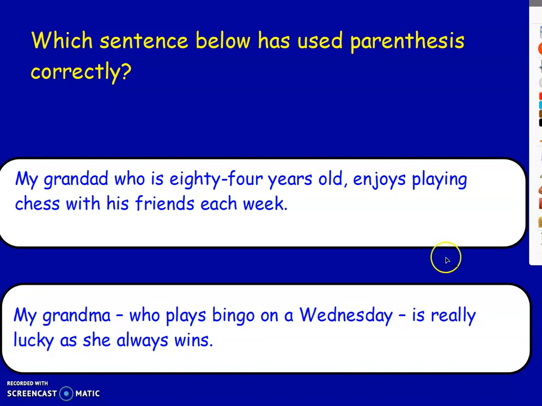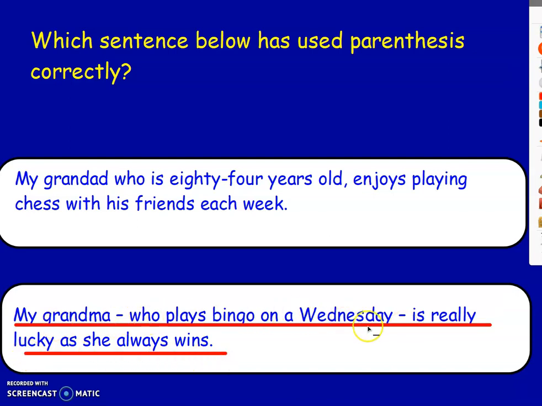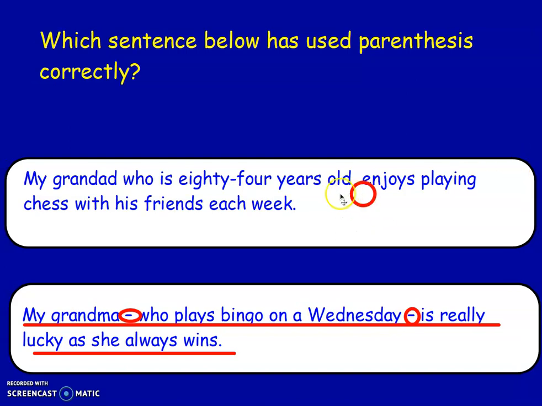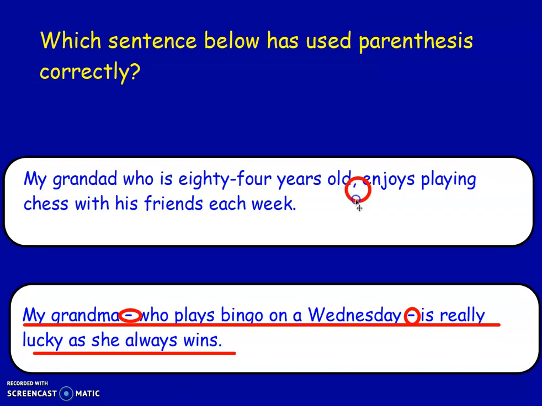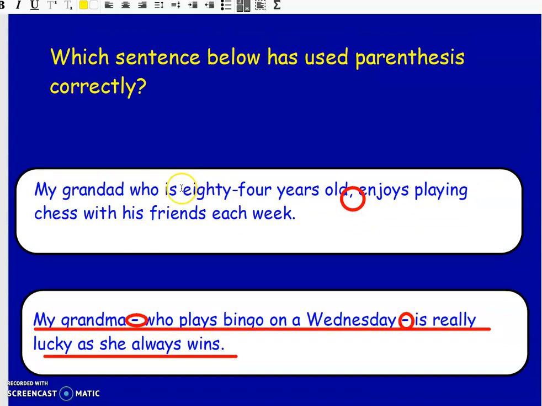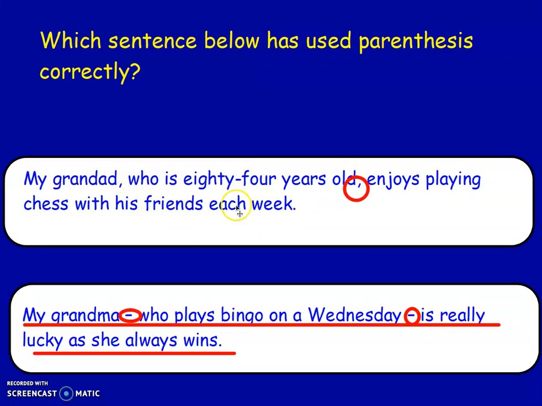Right, the answer is this one. My grandma, who plays bingo on a Wednesday, is really lucky as she always wins. Because we can see here that they've used commas on both sides. On this one, we only have one example of a comma. There needs to be a comma at either side. If we'd had a comma here as well, then this sentence would also have used parentheses correctly, but it doesn't, so it's the bottom one there.